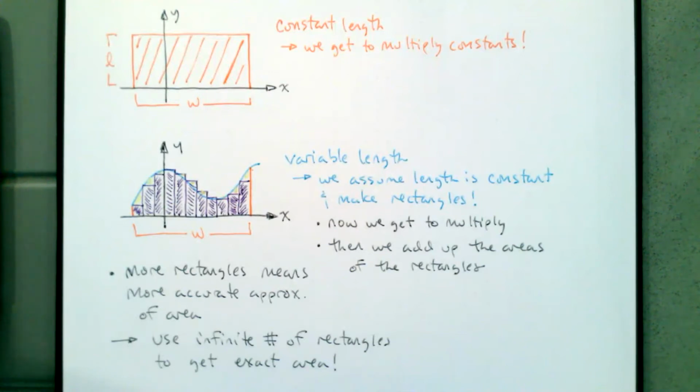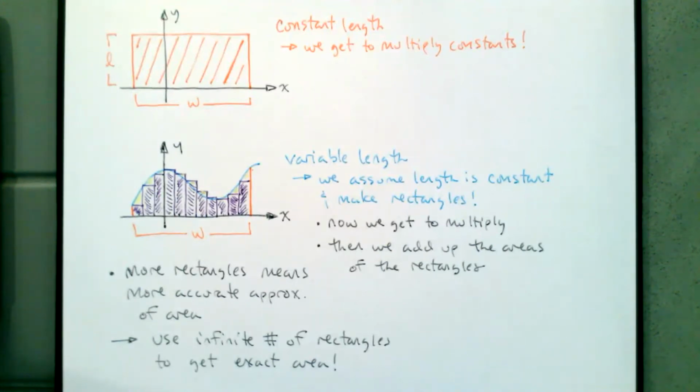We did this when we approximated the slope of the tangent line with the slope of the secant line. The closer we put those 2 points together for the secant line, the better our approximation of the slope was. So we made those 2 points infinitely close together. The same thing is going to happen here. The more rectangles that we use will give us a better approximation of the area. So the calculus way is to use an infinite number of rectangles.